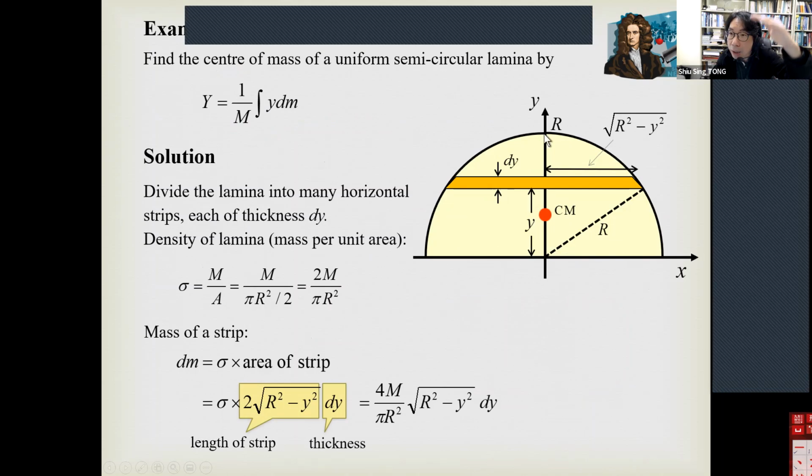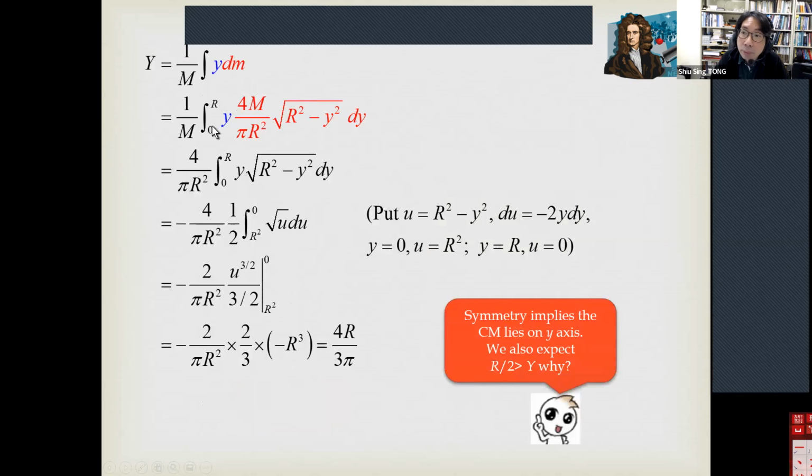So what is the highest strip? Where is the highest strip? The highest strip is here, right? At the top of the semicircle. At the top of the semicircle, the y coordinate is capital R, which is the radius of the circle, right? So that means I integrate from 0 to capital R. I integrate from the x-axis up to the top of the semicircle, which is R.